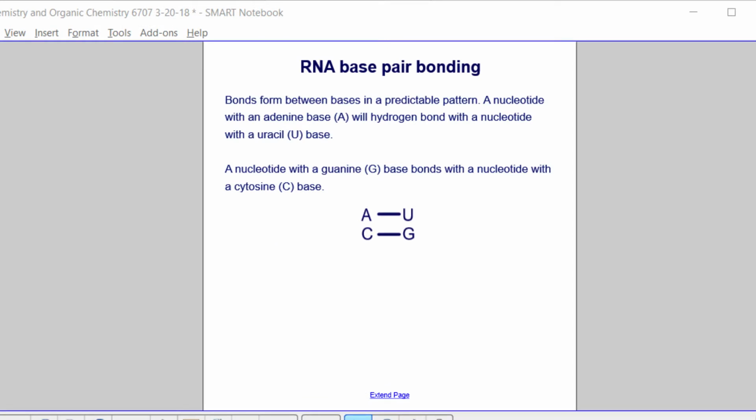RNA base pair bonding. Bonds form between bases in a predictable pattern. A nucleotide with an adenine base, A, will hydrogen bond with a nucleotide with a uracil base, U. A nucleotide with a guanine base bonds with a nucleotide with a cytosine base. So A always bonds with U and C always bonds with G.